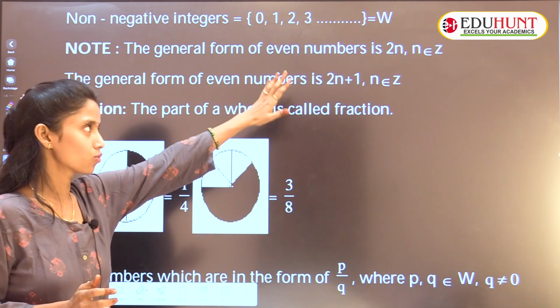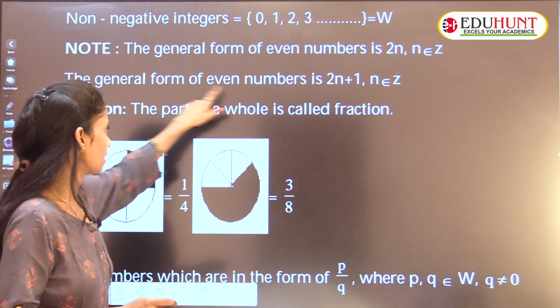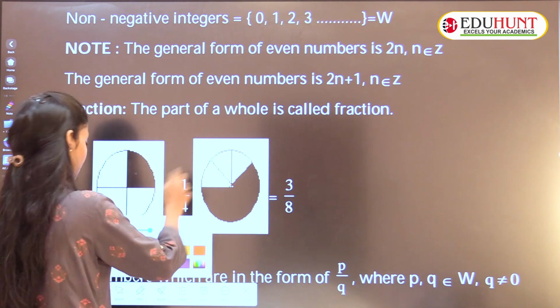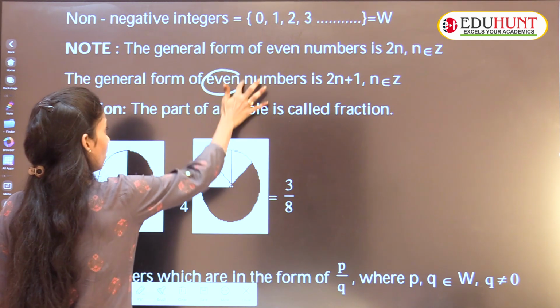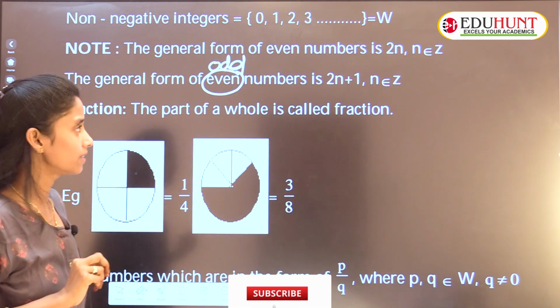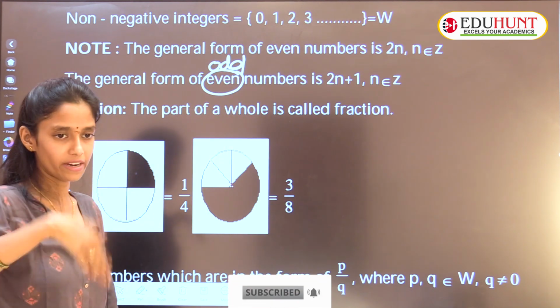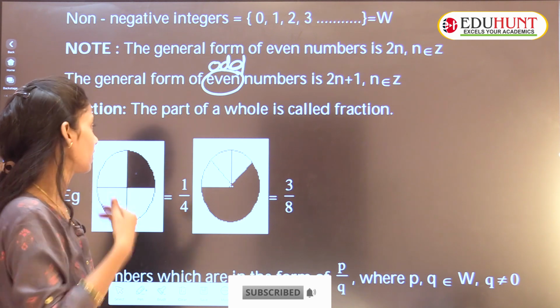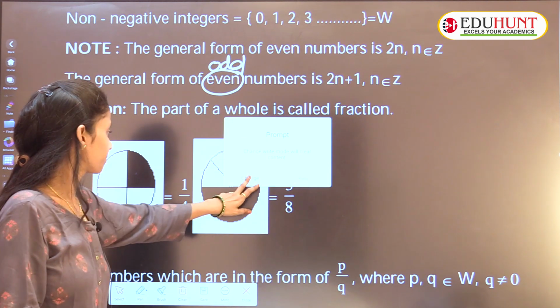Even numbers means 2n. Odd numbers means, this is a printing mistake again, I am telling you, it's odd numbers. Odd numbers means 2n plus 1. How to find the odd numbers, how to find the even numbers. This is over.